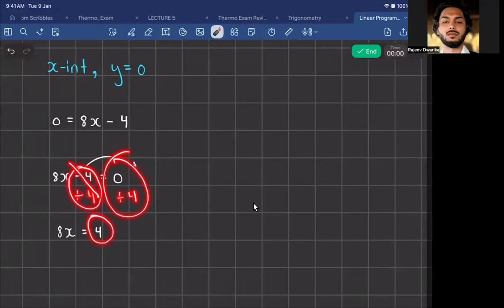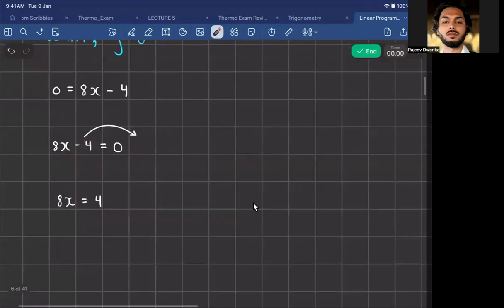Understand? Yes, sir. So that is why anytime you move across something, the arithmetic changes, because to get rid of things, you need to do the opposite operation. So if you were taking away 4, you would need to add 4 on both sides to get rid of the -4. And so that's why when you quote unquote move it across, it turns to +4. Tell me if you're okay with that. Yeah.